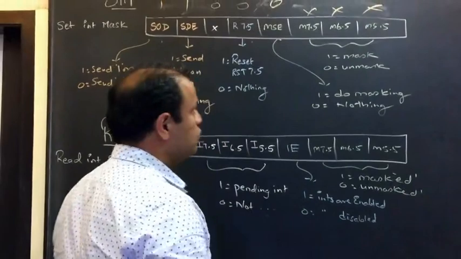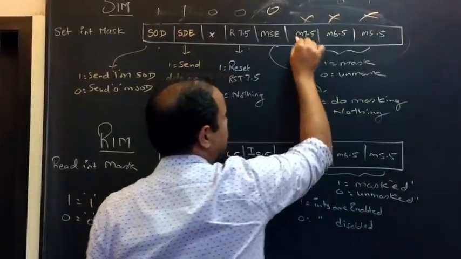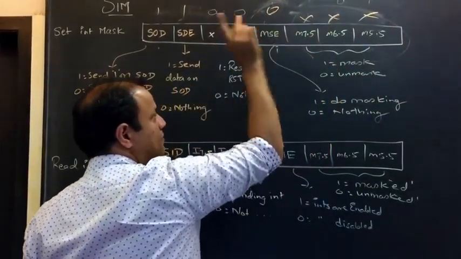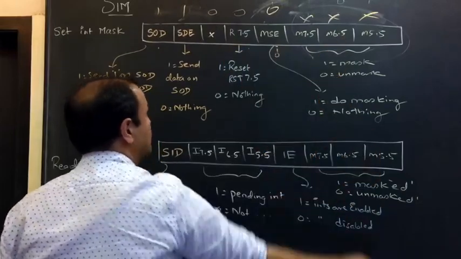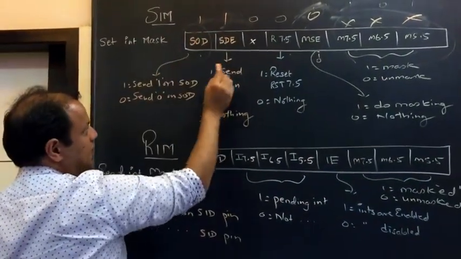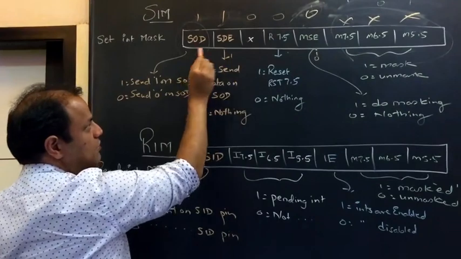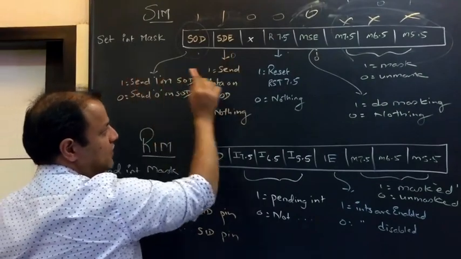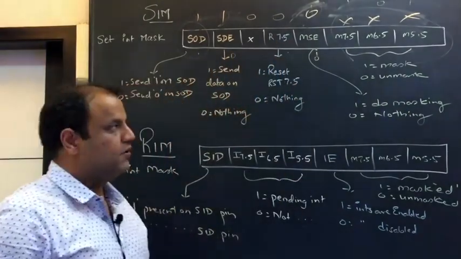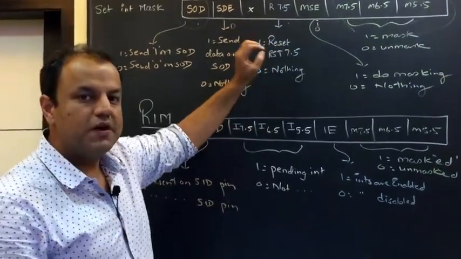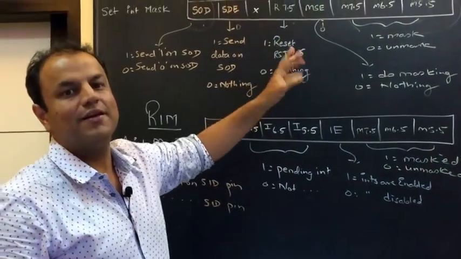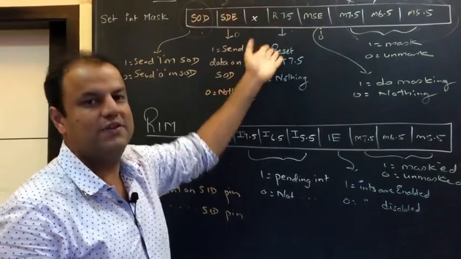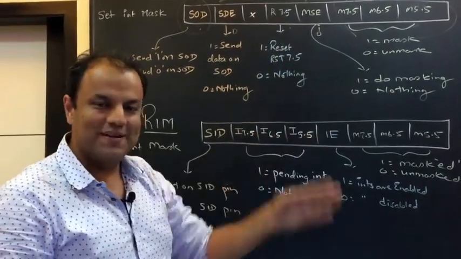So there are 3 things you do using SIM. This part does masking. This bit, if it is 1, masking will happen. If it is 0, masking will not happen. This part sends serial data, but only if this bit is 1, serial data will be sent. If you keep it 0, serial data will not be sent. And this is used to reset 7.5. If you keep it 1, you are resetting 7.5. If you keep it 0, no problem, you are doing nothing. So you don't need another protection for this. This 0 means do nothing. Please tell me, did you understand?